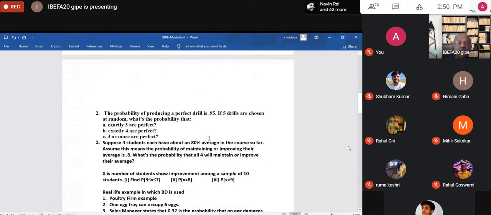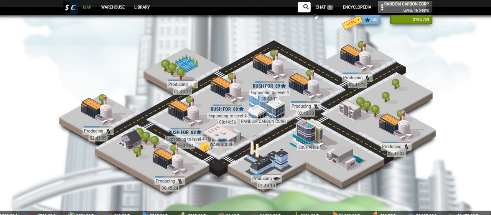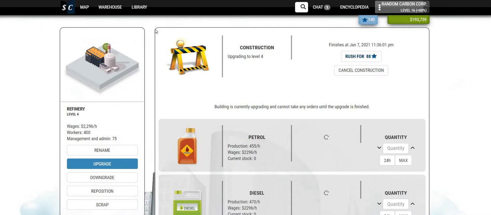Let us see the next question. The probability of producing a perfect drill is 0.95. A means singular. 5 drills are chosen at random. So you are observing 5 different random drills.